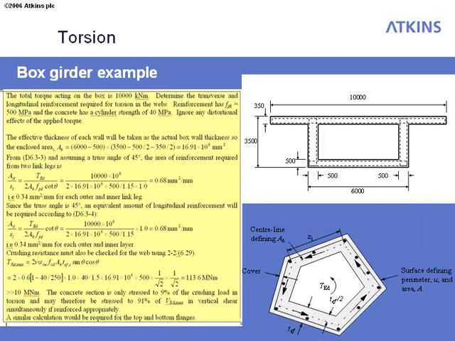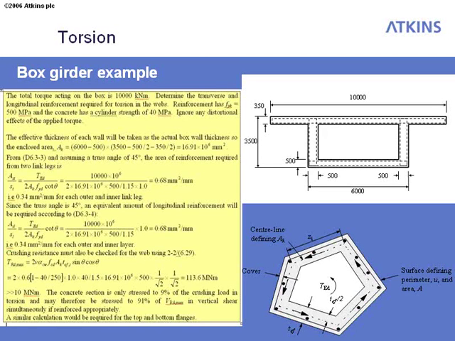So, just to finish with a couple of quick examples to walk through. If we've got a box girder, things are pretty simple. This example just looks at designing the reinforcement that you need in a web purely for torsion, and the calculation would then be repeated for the flanges as well.